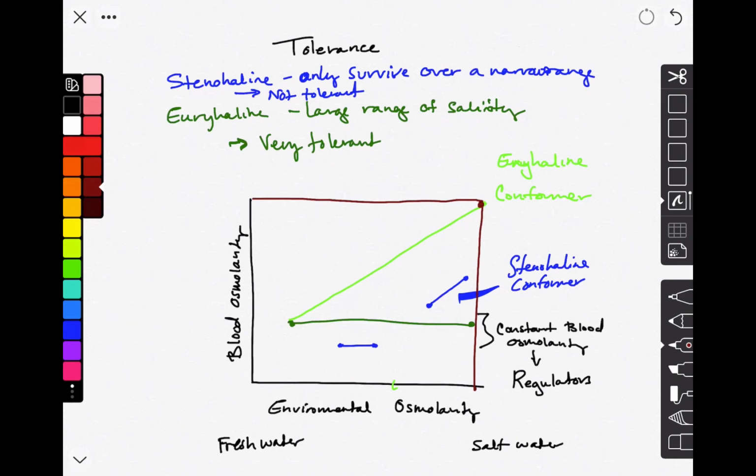Here, despite what is going on in the environment, the blood osmolarity remains constant. It's a flat line. That tells you that they are a regulator. And then the length of that line tells you whether or not they're euryhaline or stenohaline. The same exact thing happens with eurytherms and stenotherms, only with those, we're not going to be talking about blood osmolarity. We'll be talking about body temperature.